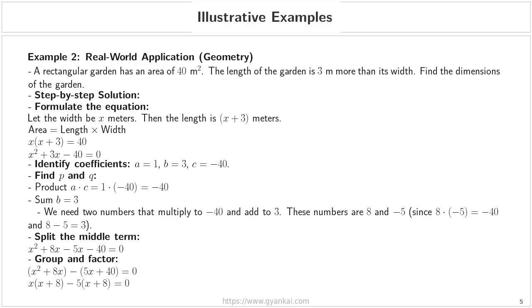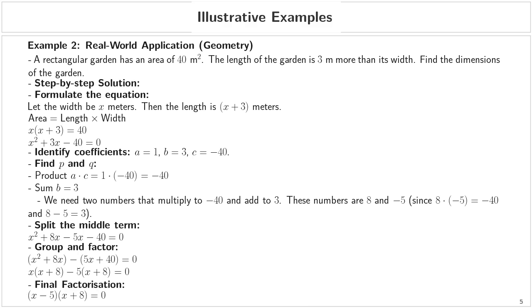From the first group, we can factor out an x, leaving us with x times the quantity x plus 8. From the second group, we factor out a -5, which leaves us with -5 times the quantity x plus 8. Finally, we arrive at our final factorization. Since both terms now share the common binomial factor of x plus 8, we can extract it, leaving us with the product of two linear factors. The quantity x minus 5 multiplied by the quantity x plus 8, all equal to 0.